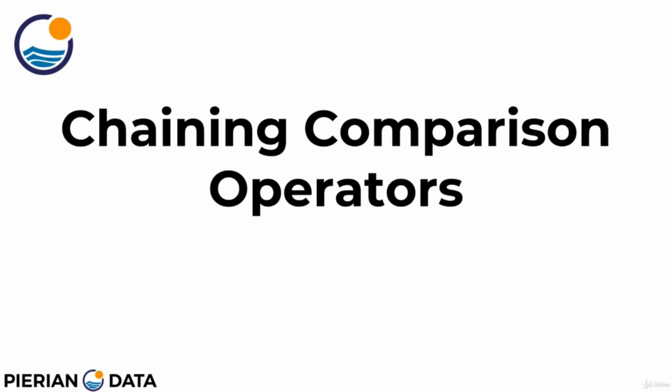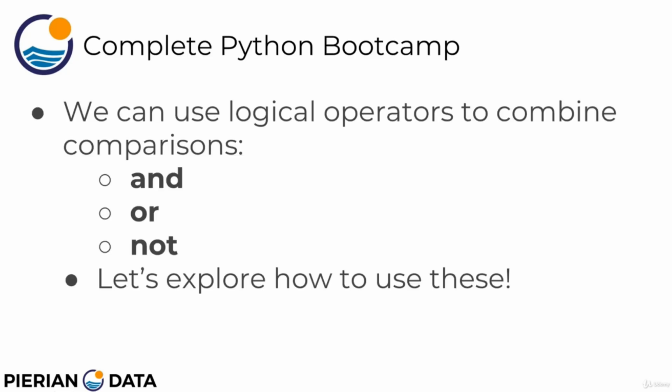Welcome back, everyone. In the previous lecture, we learned about comparison operators. Now we're going to discuss how to chain together different comparisons. We can do this with the use of what are called logical operators, and they allow us to combine comparisons. The key logical operators we're going to be discussing here are the AND keyword, the OR keyword, and the NOT keyword. So let's explore how to use these keywords, as well as chaining comparisons without the use of these keywords.